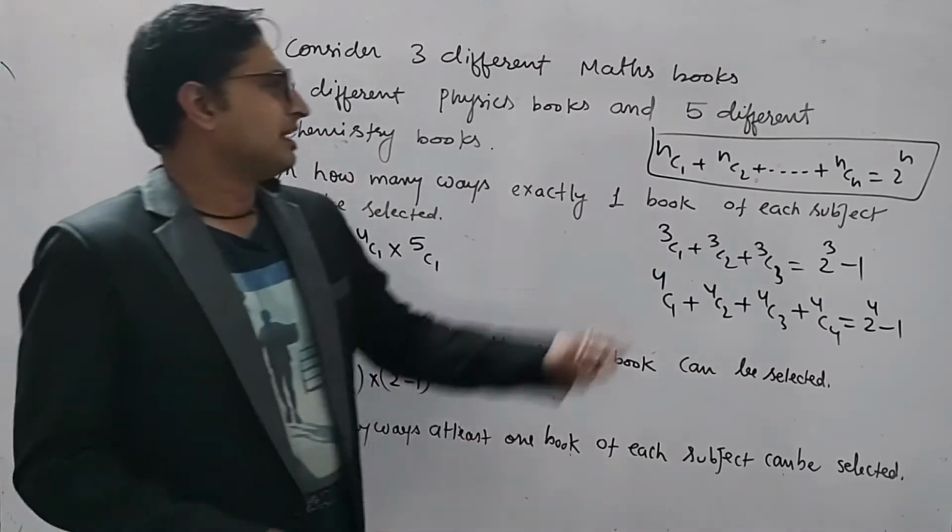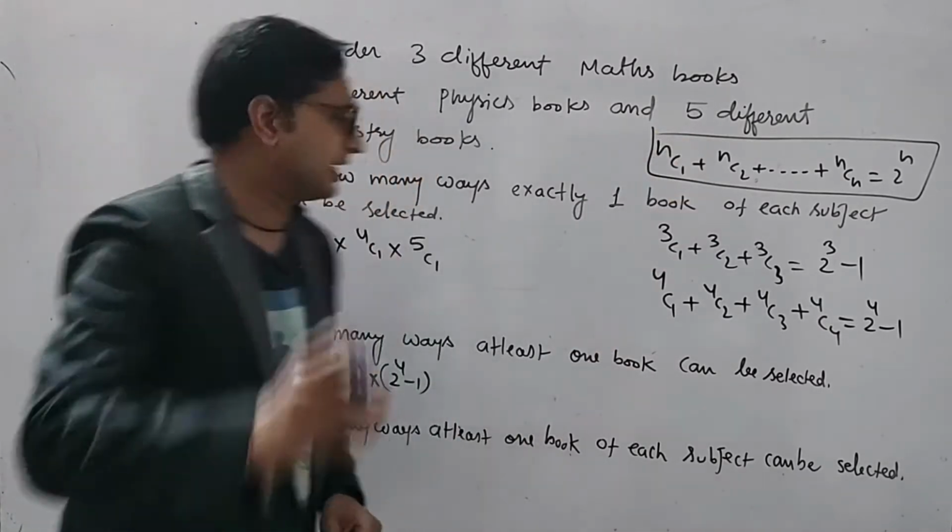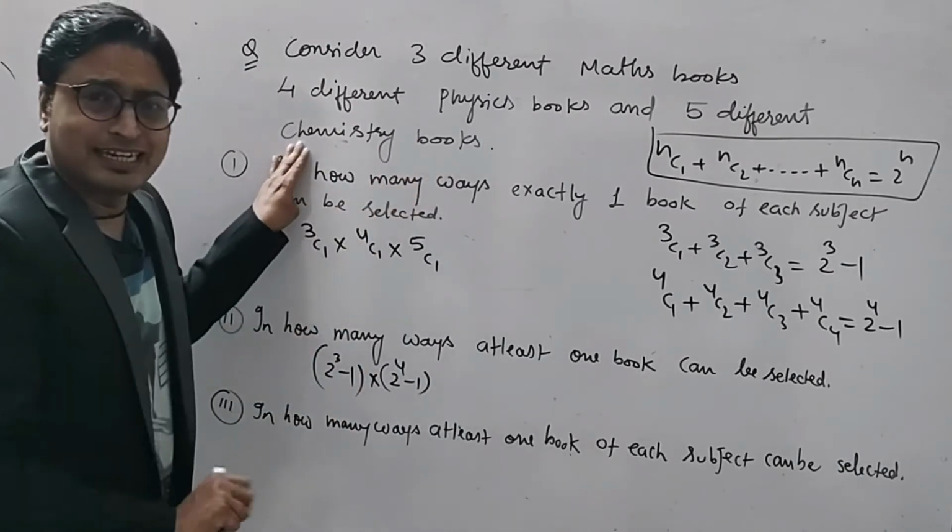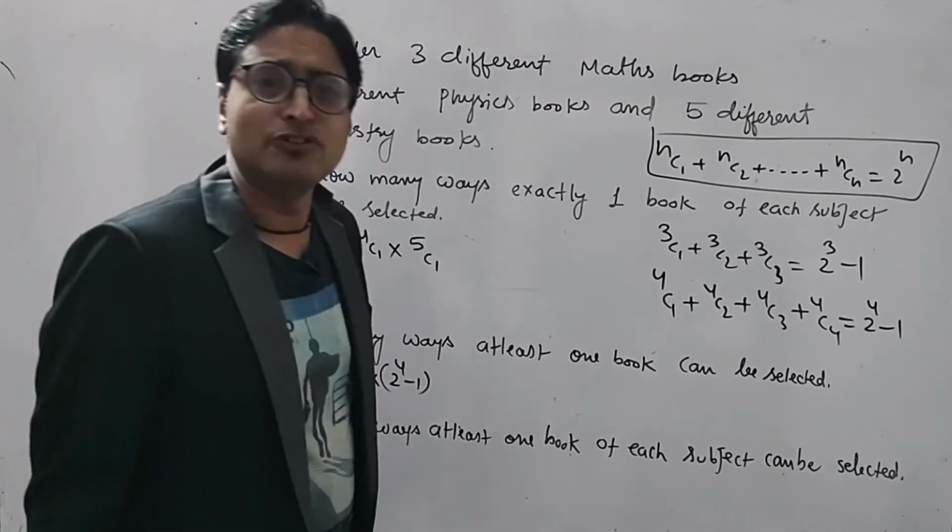Now for chemistry, there are 5 different books of chemistry. So how can you select at least one book out of 5 different books of chemistry?